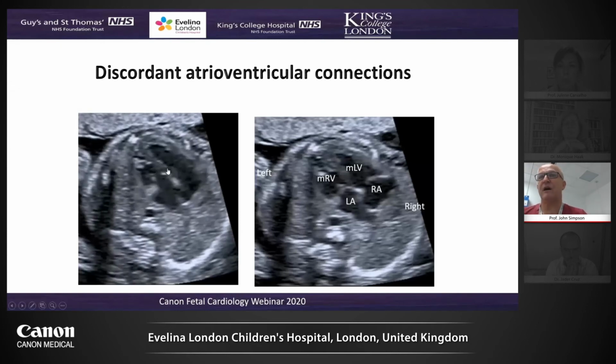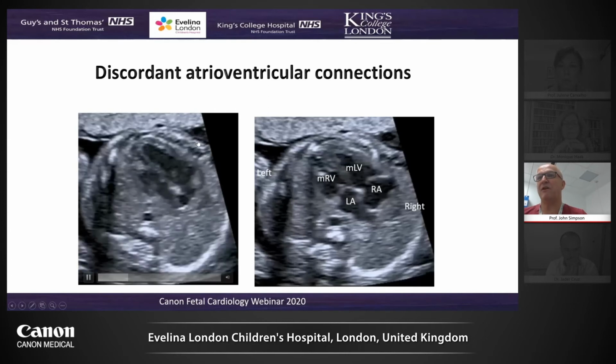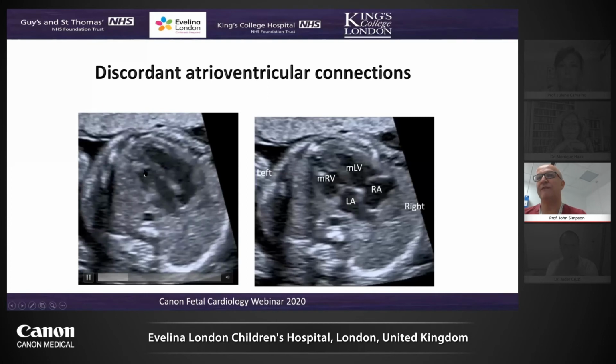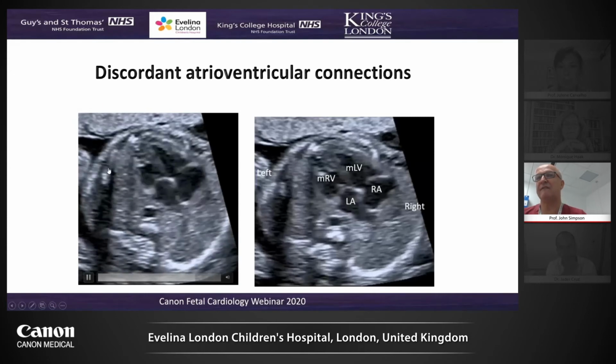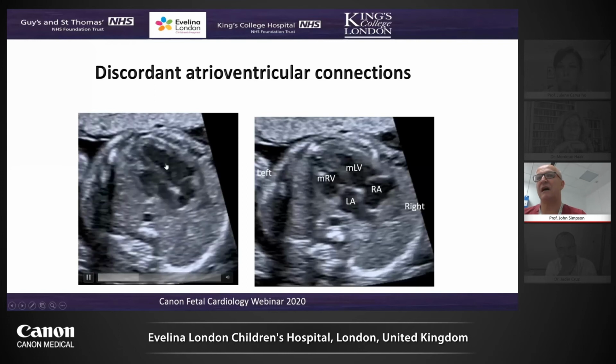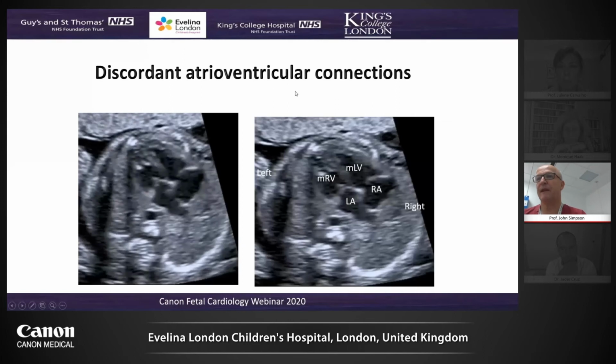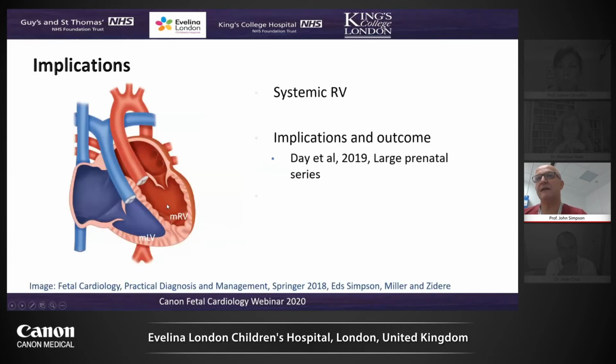In this example, the cardiac axis is normal, but very often in these cases, the axis is abnormal. The take-home point is to look very carefully, not just at which side the ventricles are on, and not just their size, but look at some aspects of their features. This is important because this arrangement in its simplest form leaves the right ventricle pumping blood around the body, and this has implications for long-term prognosis. We published a recent, large prenatal series on this, and I'll leave you to have a look at that if you wish.